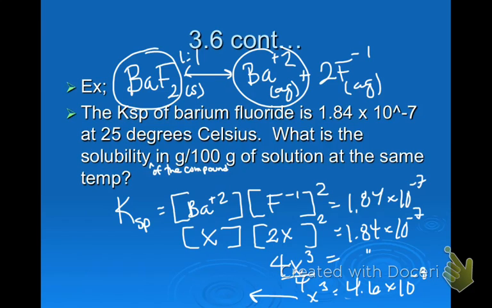And then you have to find how to take the cube root on your calculator. And so x comes out to be 3.58 times 10 to the negative 3rd, and that's in moles per liter. Now that's why we wanted to have our X be our Ba, because remember, whatever Ba plus 2 is, is also the concentration of our whole compound, because it's a ratio of 1-to-1. So now we have what's called the molar solubility, and we just need to change it into grams per 100 grams of solution. So now it's just dimensional analysis at this point.